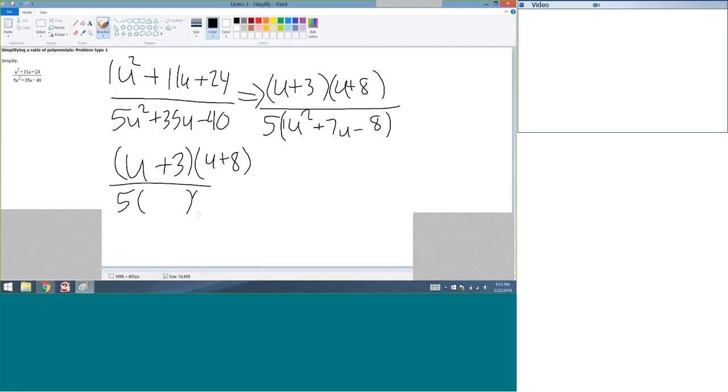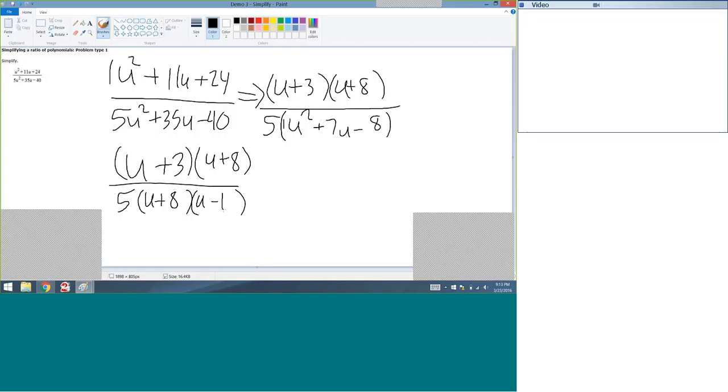So now we're able to open our two parentheses. We're going to have a u and a u. So now factors of negative 8 that add up to positive 7. So that's going to be plus 8 minus 1.